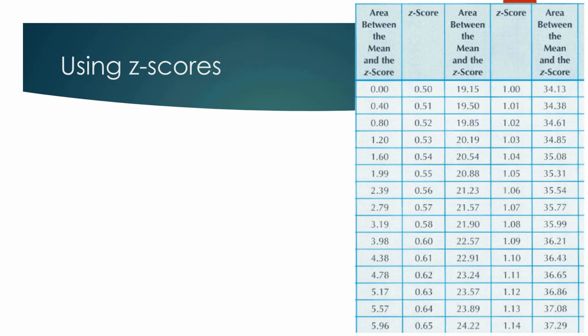So the table is going to look like this. You're going to see columns. One's going to be the z-score column, and the one next to it is going to tell you the area between the mean and the z-score. It's going to tell you the percentage of data between the mean and whatever z-score it's connected with. So the table only lists positive z-scores.